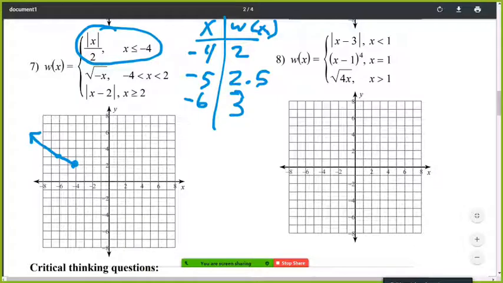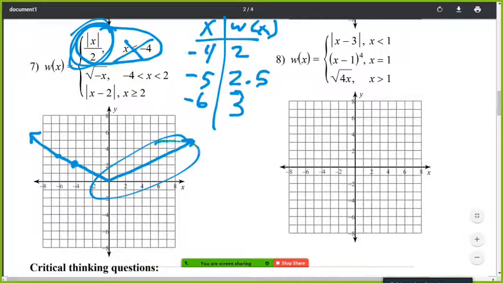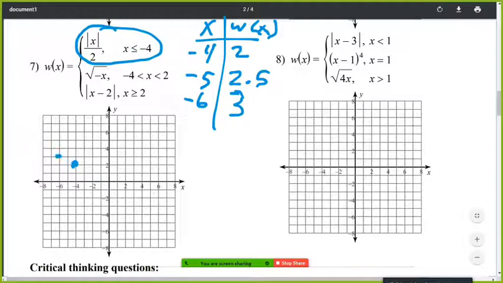Now, if we were just graphing the absolute value of x over 2 for all x values, then the entire graph would look something like this. It would look like your average absolute value function, but where the slope of these lines is 1/2 or -1/2. Alright, so pretty much we're just graphing that, but only over the interval where x is less than or equal to -4. Alright, so now that part of the graph is done. Now we're going to do the same thing, but for this part of the piecewise function.